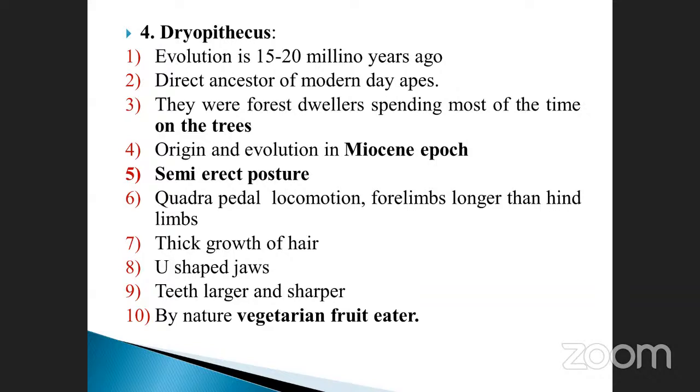Dryopithecus: they may ask a true or false question, or assertion and reasoning questions. The evolutionary period of Dryopithecus is 20 to 25 million years ago. It is not the Miocene epoch.